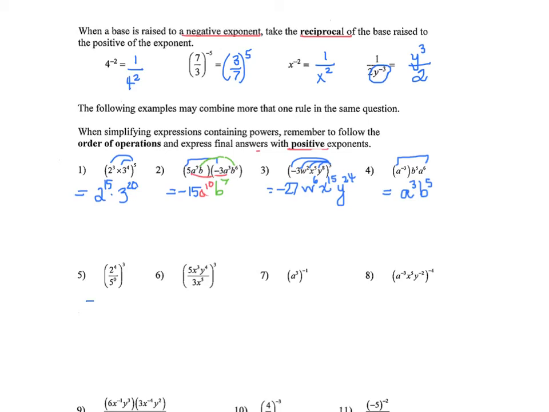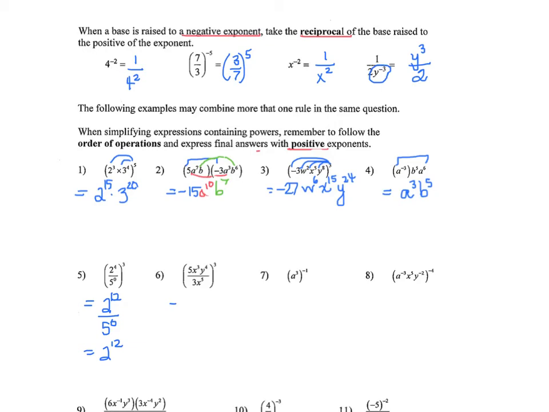Okay, next one. Now we have a power of a quotient. So we need to apply this exponent 3 on the outside of the bracket to both parts inside the bracket. So 2 to the exponent 4 cubed is 2 to the exponent 12. 5 to the exponent 0 cubed is 5 to the exponent 0, which is just 1. So that would just be 2 to the exponent 12.